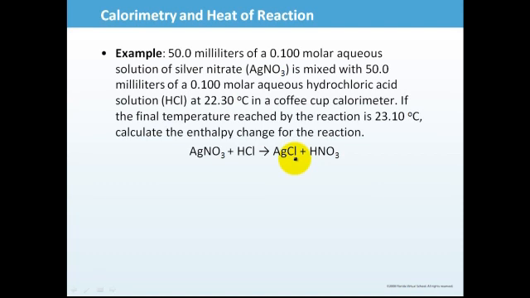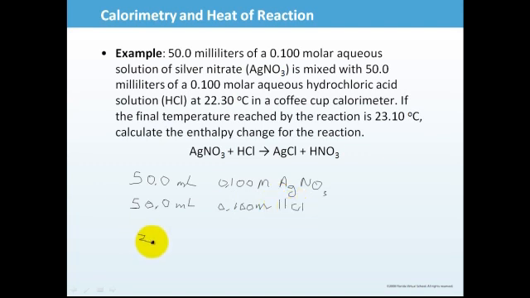All right, the second thing is we got to pull out the information that we have, right? Now, always take what we're given and figure out what we have and where we're heading. Okay, so we're told we've got 50 milliliters of a 0.1 molar AgNO3, and that is reacting with 50 milliliters of a 0.1 molar HCl solution. Okay, and it starts at 22.3 degrees Celsius, and the temperature goes up to 23.10. Right, so that's the information that we're given, and we're being asked to solve for delta H.